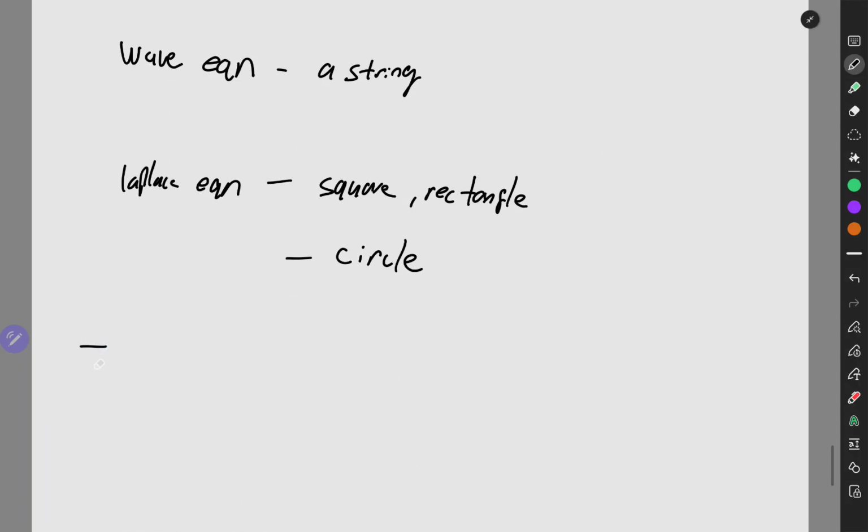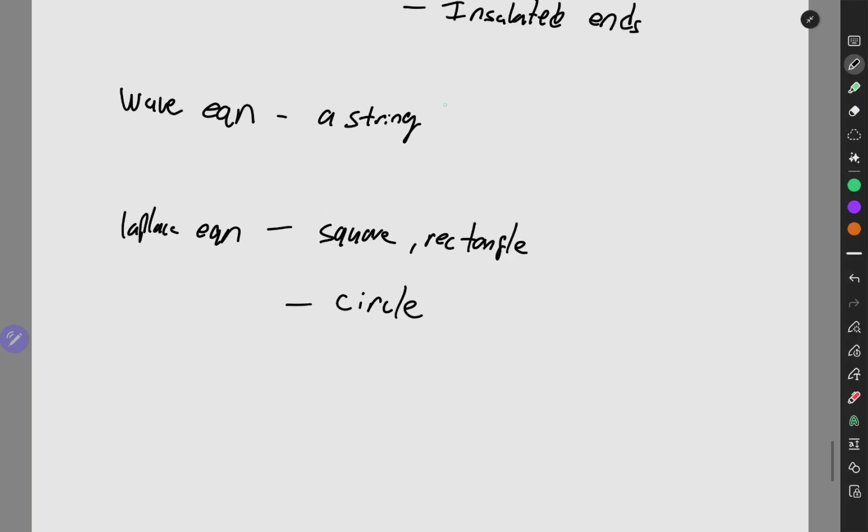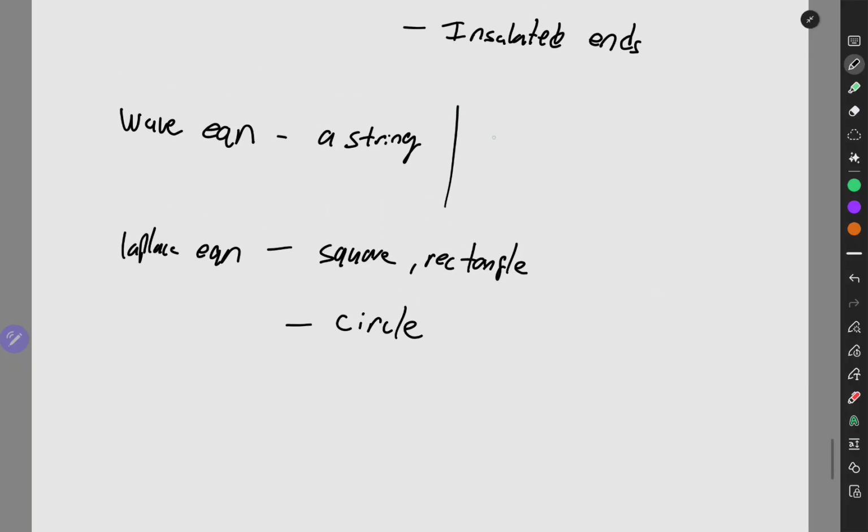And then I want to get into, possibly for the wave equation, I want to see if I can make a video on d'Alembert's solution, which is a famous name in fluid dynamics. We might look at d'Alembert's solution to the wave equation, which makes solving it much easier, I suppose.